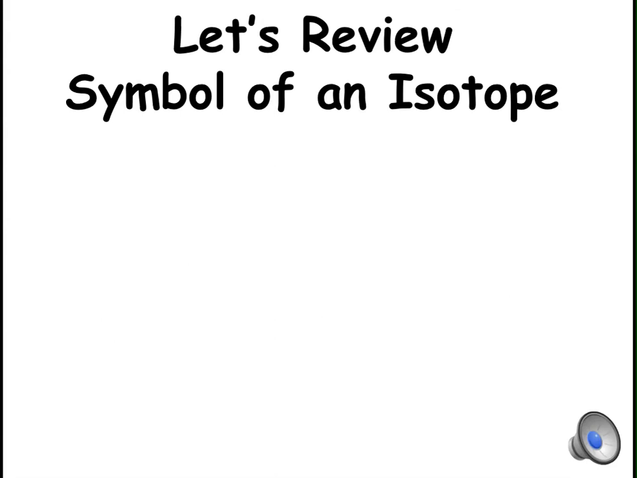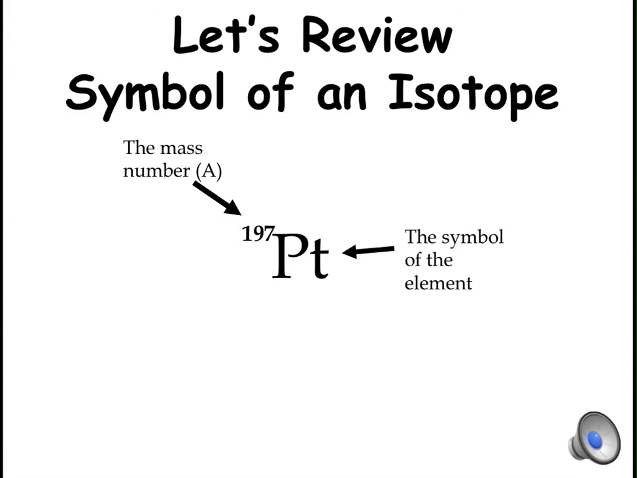So let's review the symbols of an isotope. This is the same element that we had before at the end of our atom history notes. Our symbol is Pt, so we're dealing with plutonium. We can look that up, and that's a symbol from the periodic table. We can look at the mass number, 197, so either that would be given to us in a problem, or we can round the number from the periodic table. And we can also look up the atomic number for plutonium, which is 78.